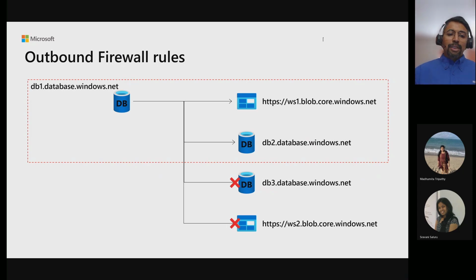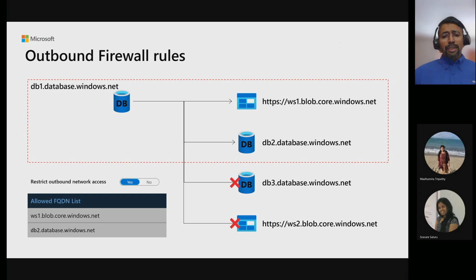And the way we do this is there's a switch at the server level that says, do you want to restrict outbound network access? Which means, do you want to put this kind of perimeter or fence around your database? If you say yes, then you need to provide us with an allowed list of other PaaS services, mainly storage and SQL database at this point, that are allowed to communicate with this DB1 instance.